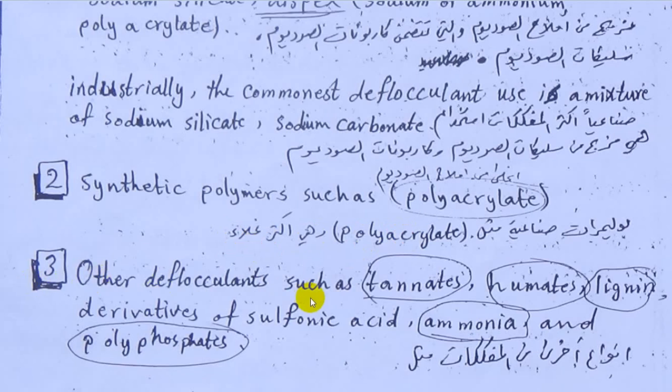Other deflocculants such as tannates, humates, lignin derivatives of the sulfonic acids, polyacrylates, polyphosphates and ammonia are further types of deflocculants.